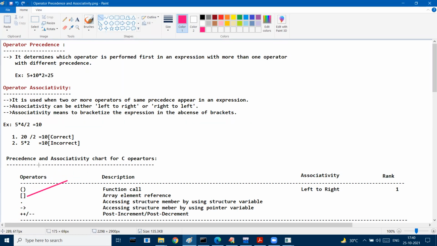Where does it have the precedence? Top level. Which operators have top level precedence, guys? First bracket open, first bracket close. Third bracket open, third bracket close. Dot operator, arrow operator. They are also operators. I will discuss these somewhere. And post increment, post decrement. These operators have high or top level precedence. They are at the first level as far as precedence is concerned.